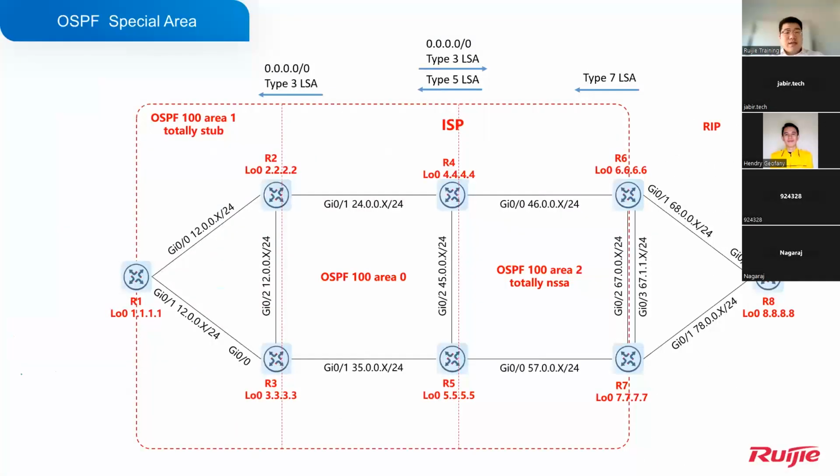Here, you can see we have established OSPF neighbors, and this one is area 1. The area type is totally stub area, and this is area 0. Area 0 is a special area, actually. Do you know what area 0 is in OSPF? Why do we say that area 0 is special?